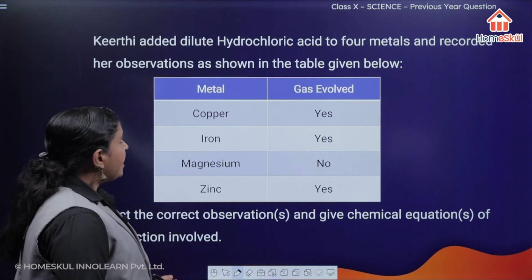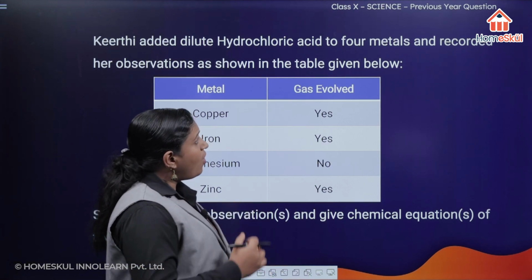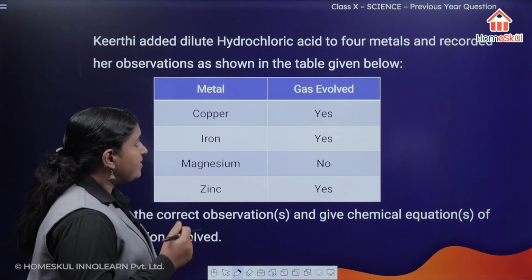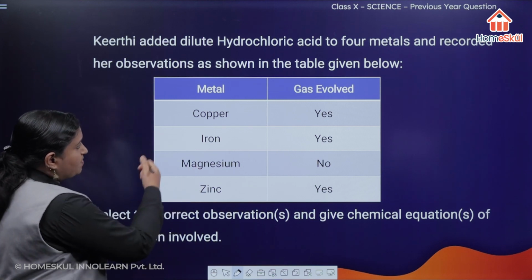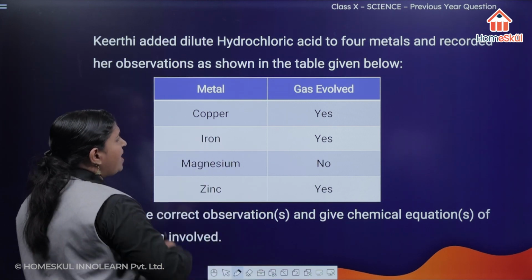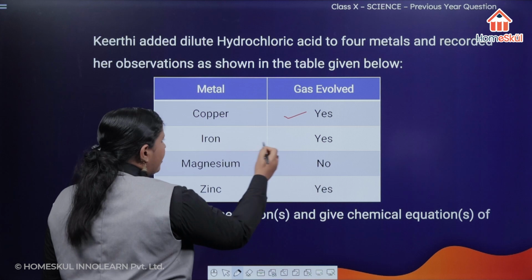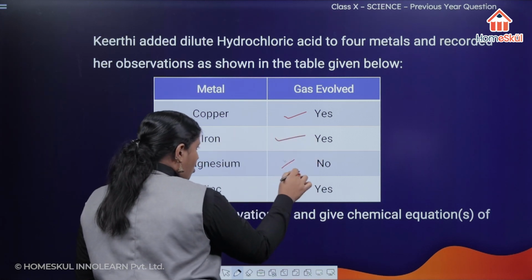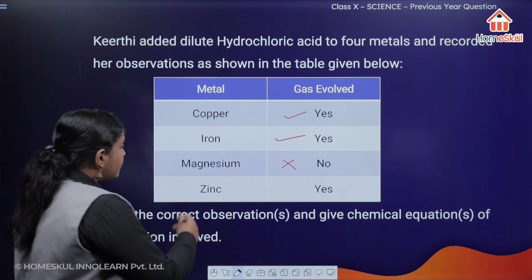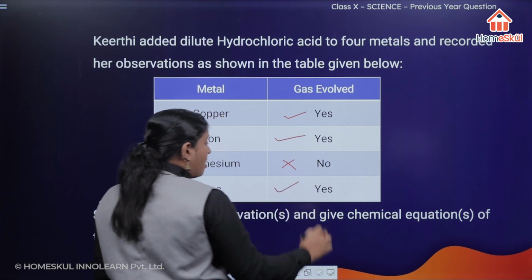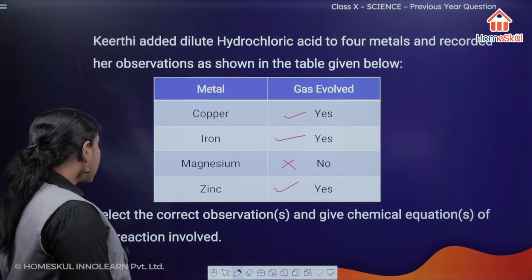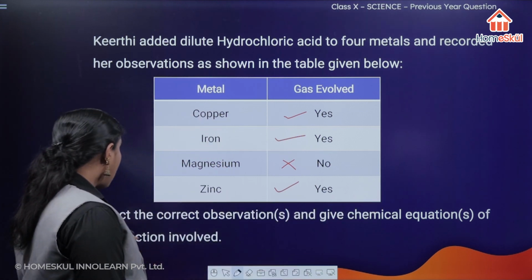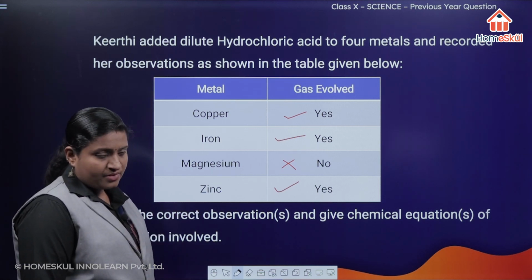Kirti added dilute hydrochloric acid to 4 metals and recorded her observations as shown in the table given below. Here it's observation. Copper forms a gas. Iron also gives a gas, whereas magnesium has no evolution of gas. Zinc again gives out a gas. So, select the correct observations and give the chemical equation of the reaction involved.